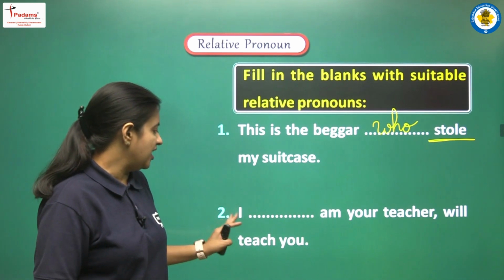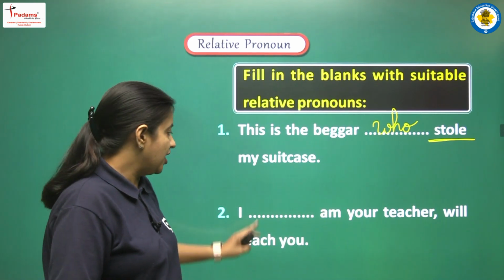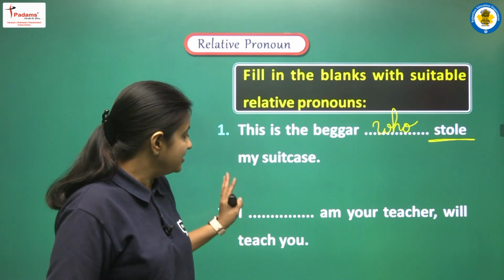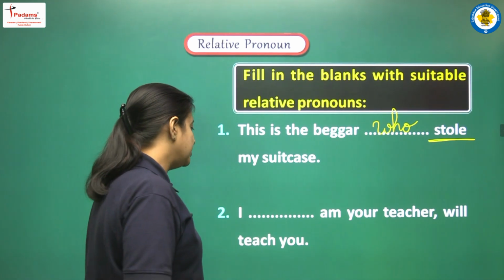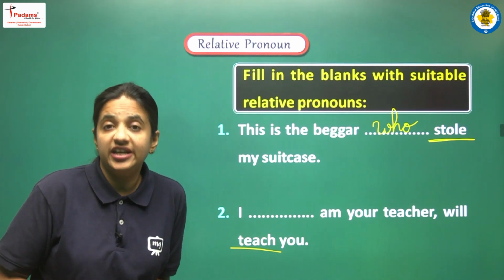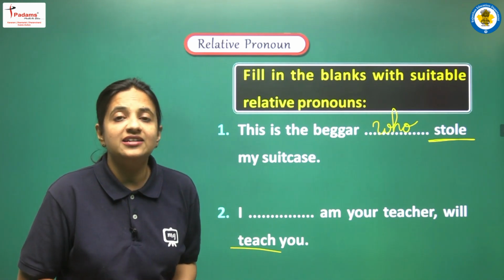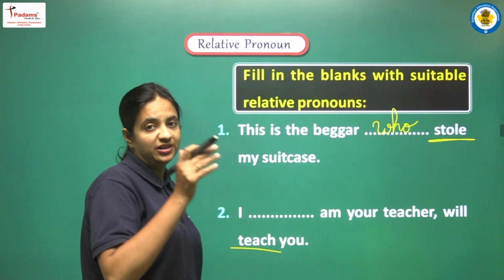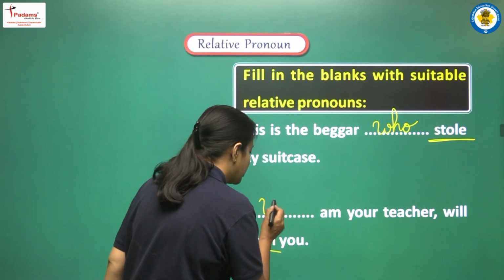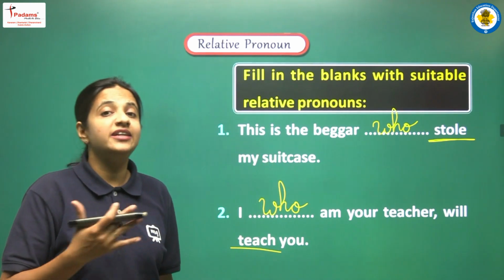Alright, moving on, we have our next sentence: I am your teacher, will teach you. Here in this blank we have to write a relative pronoun after I. Again we have to understand whether I is a subject or object in this sentence. For that, again we have to look at the action verb. The action verb is to teach, and who is teaching here? I is teaching here. So I is the subject, and I is used for human beings. Again we need one relative pronoun that is used for subjects and for human beings, and for that we write who in this blank, and the sentence will be: I, who am your teacher, will teach you.